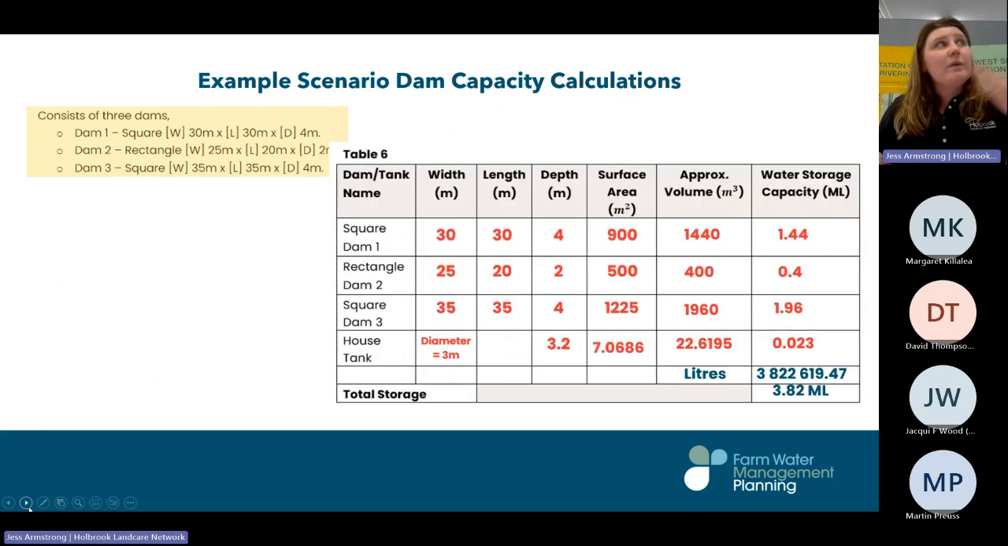So what we can do is plug all of these figures into table number 6. As you can see, I've gone ahead and included the width, length, and depth, surface area, the approximate cubic meters, and the megalitre storage capacity as well. So from the time period that we're looking at, from evaluating and identifying our water sources that we know are going to be reliable during summertime, or we know are the most reliable on our property, we've got a total capacity of 3,822,619.47 litres, approximately. So that's great to know.